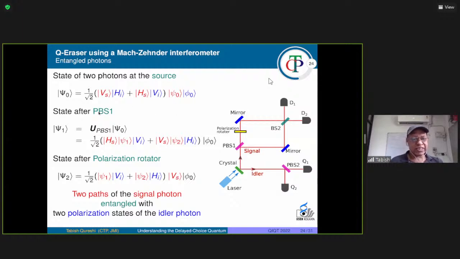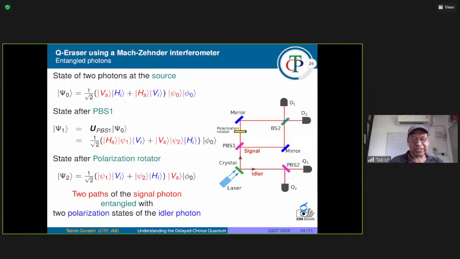Okay. So let us see what happens. This is the state to start with. After this signal photon passes through this polarization beam splitter, what happens? It will split into two parts. The vertical part will go to this Part-2 and this horizontal polarization part will go to the upper path. So this horizontal part will go here and vertical polarization path will go here. So now the two paths also get correlated with this other photon.